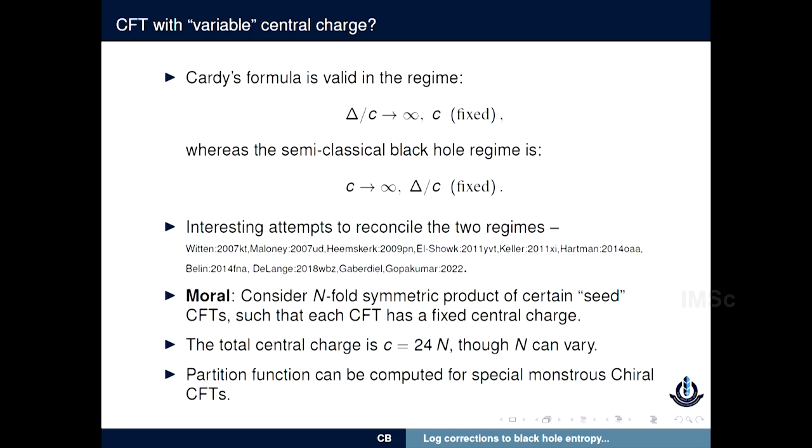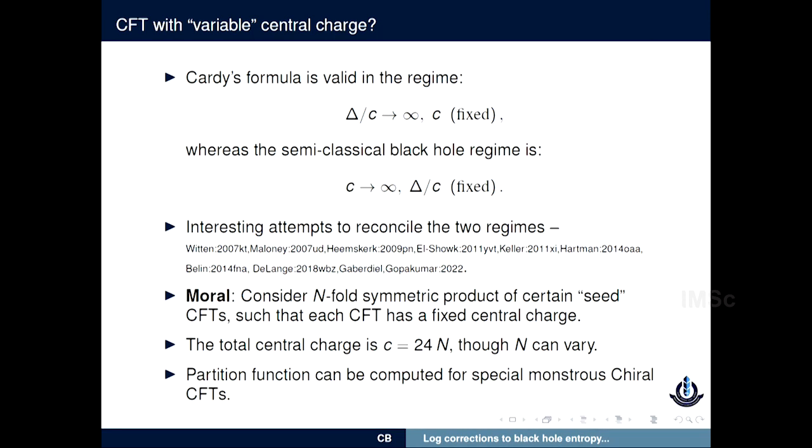When you are thinking of taking central charge to infinity, several works exist in the literature. There is a long list of works as to how to reconcile these two regimes, and at least one moral is to consider an n-fold symmetric product of a certain seed CFT such that each CFT has a fixed central charge. So you take a CFT, let's say C equal to 24, and you take n copies of the CFT, then the total central charge is 24 times n. You can take n to be infinity, that is, the number of copies to be infinity. But the central charge of the seed CFT remains fixed at 24. So you are essentially using one CFT, but several copies of it.